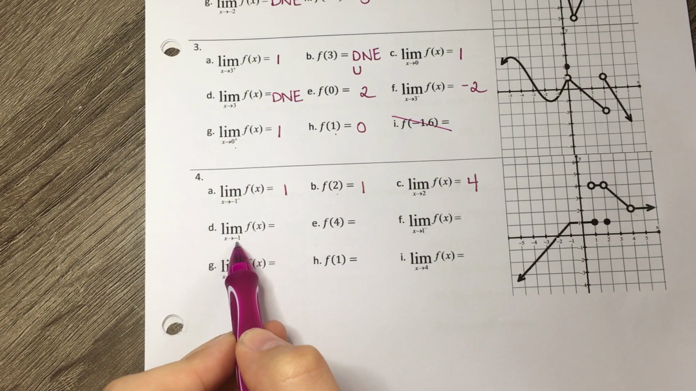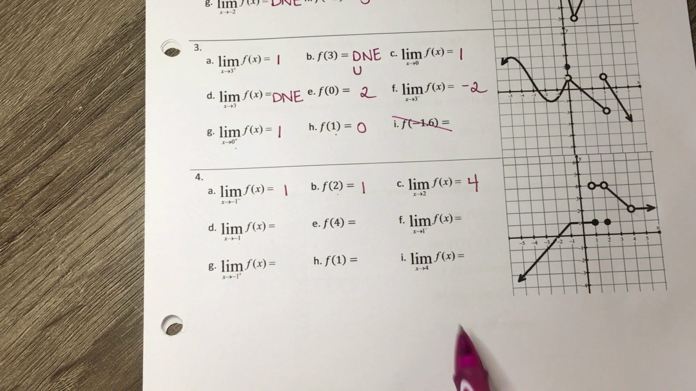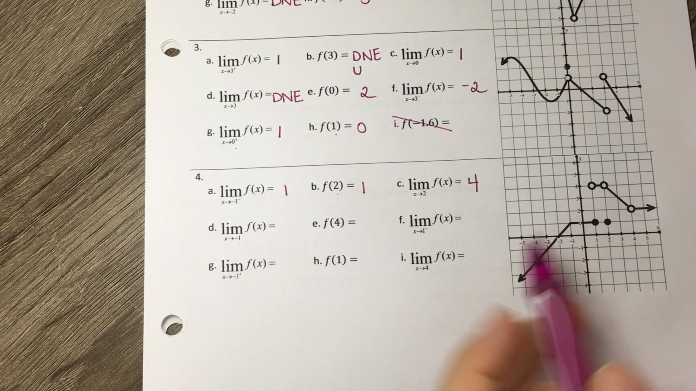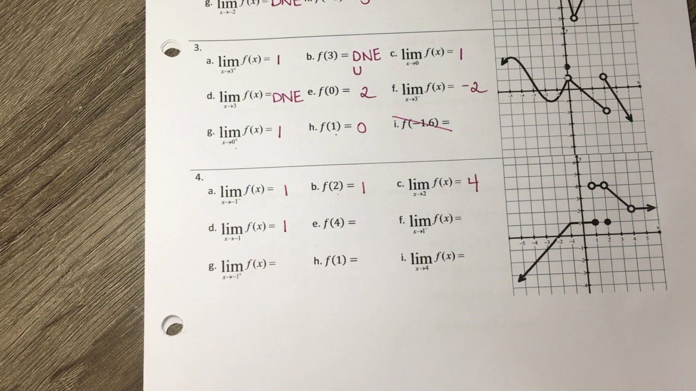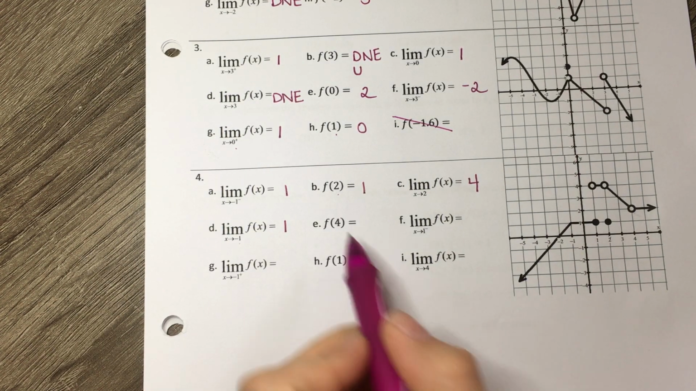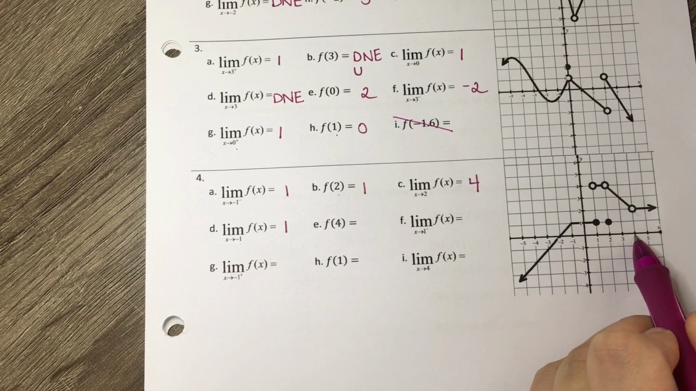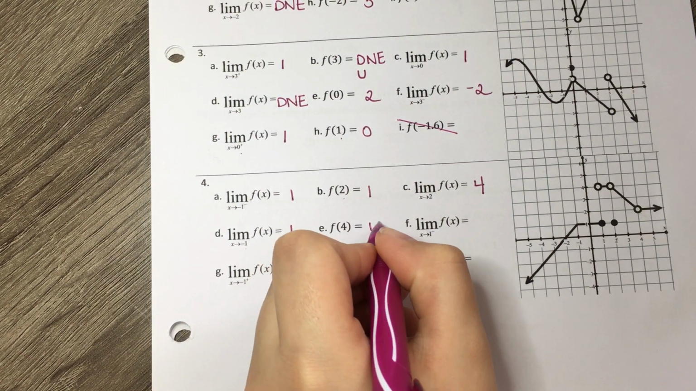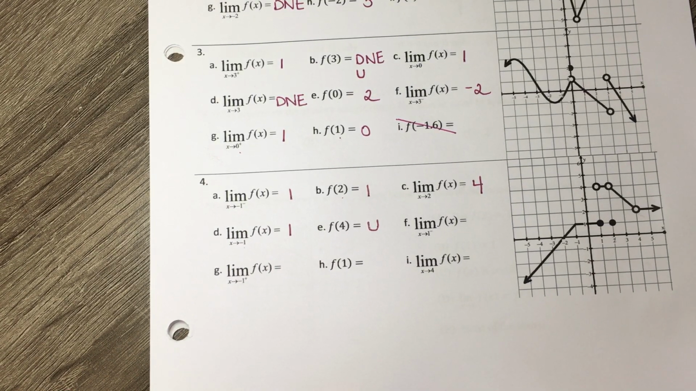All right, -1, we have to do from the left and the right-hand side. As I approach from the left, I get 1. As I approach from the right, I get 1. So that two-sided limit is equal to 1. Now, f of 4. When my x value is 4, I have no defined y value, so this is undefined or it does not exist.